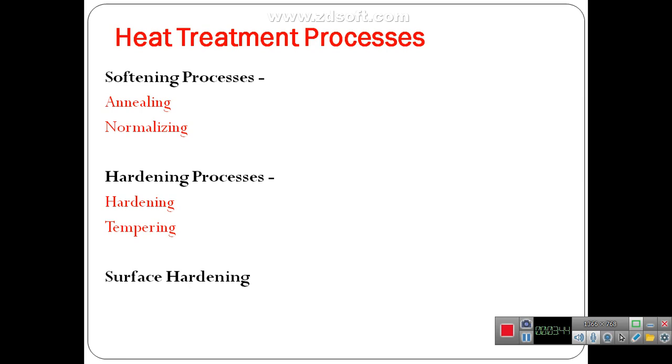Next one is the surface hardening process. The surface hardening process is the process of making the surface of a metal very hard while the internal core remains soft. The first one is nitriding. By introducing nitrogen gas on the surface of a material to obtain a hard skin, the nitrogen atoms are deposited and make the material hard.